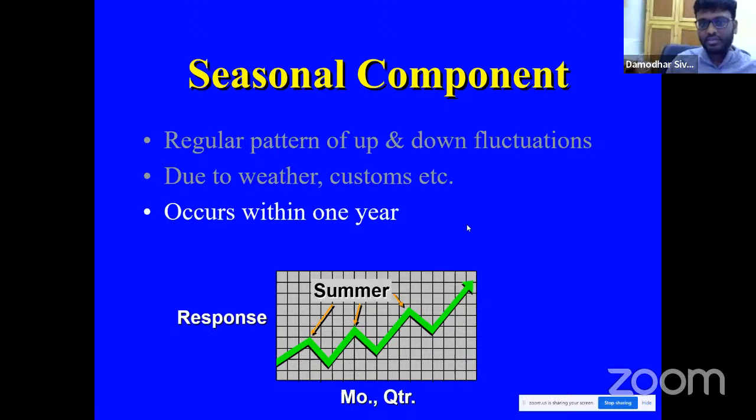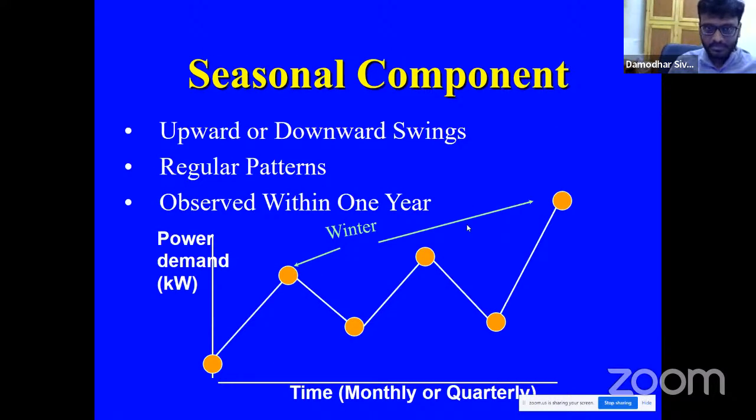In the cyclic component, we have ups and downs. Those ups and downs may not be regular, but they have some cycle. See here how the ups and downs are there.